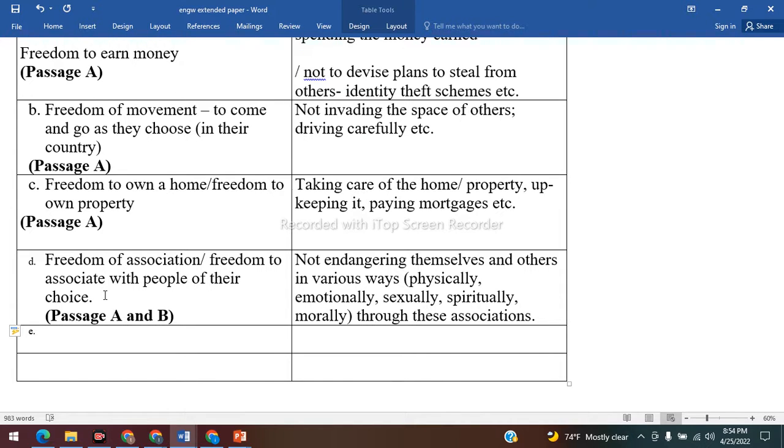Okay, now the next one is freedom of expression and speech. Now remember from the first paragraph. Which paragraph does this come from?